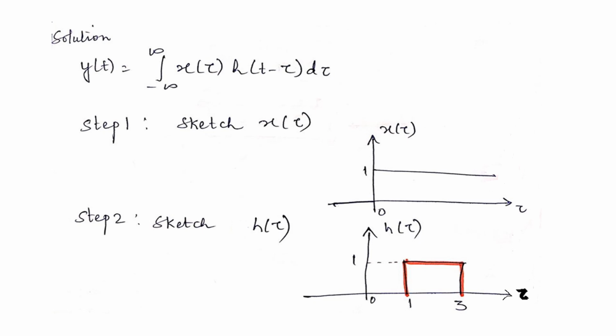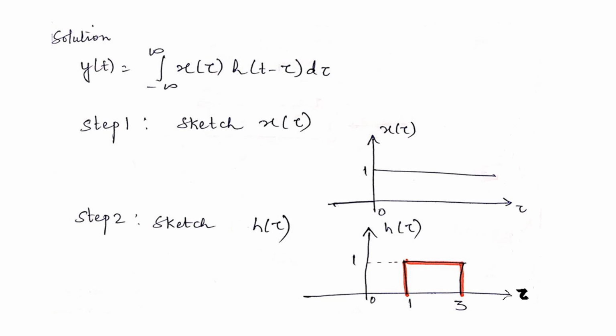The very first step here is to sketch x of tau. That is the first signal. x of t was nothing but a unit step signal, which is 1 for all values of t greater than or equal to 0 and 0 for all values of t less than 0. The t is replaced by a dummy variable called tau. So we have sketched x of tau as the very first step.